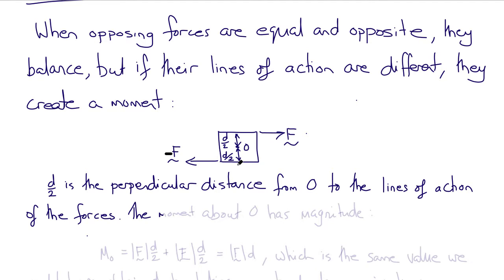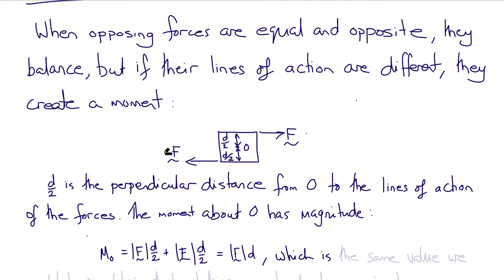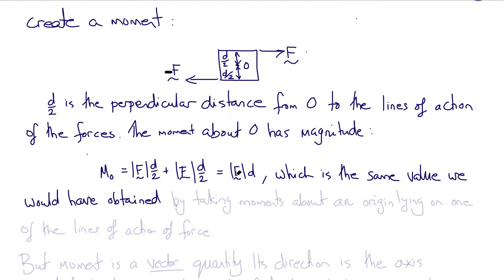The moment about a point, such as O, has a magnitude that is equal to the magnitude of the force times the perpendicular distance between the force and the origin. And so we label that M0, and that would be the magnitude of F times D upon 2 plus the magnitude of F times D upon 2. Now notice that even though this F is negative, they both tend to create a rotation in the same direction, so they add. And so we get the magnitude of F times D, which is the same as we would have got had we taken moments about any other point along this line.